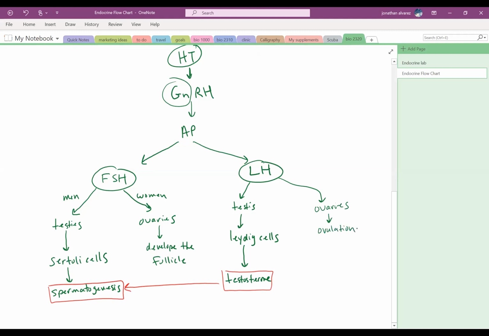So these are examples of our formula, which is: where is the hormone coming from? Where is the hormone going? And then what does it do? So what's the function of the hormone when it gets there? That's what we're going to be doing with all of these.